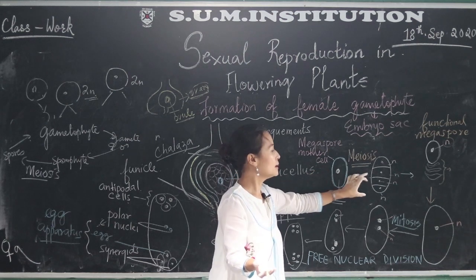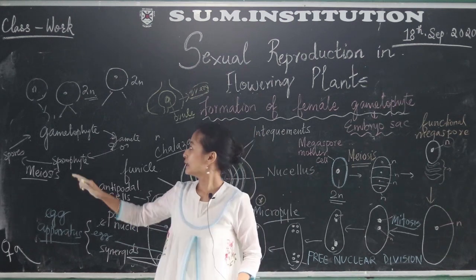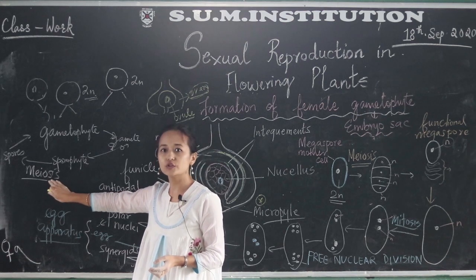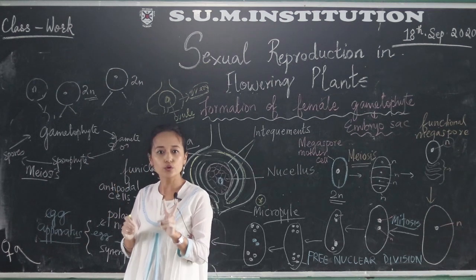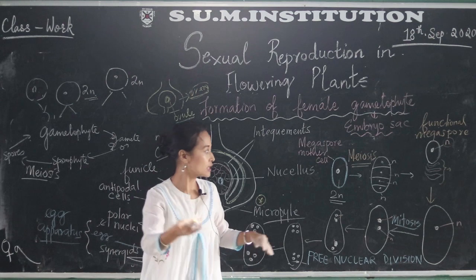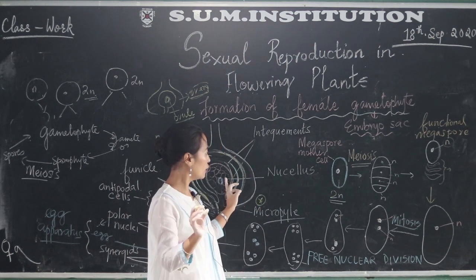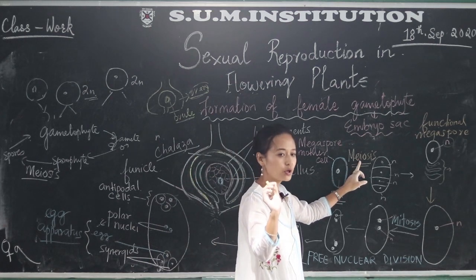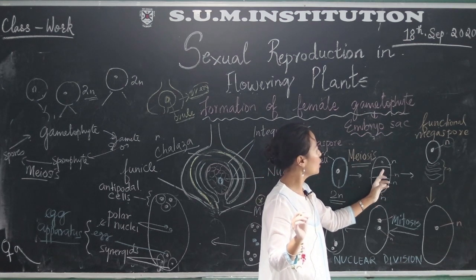Again, we already told you that in the sporophyte there is a meiotic division, and meiotic division gives spores. In this case we have two types of spores, megaspores and microspores. How are the megaspores produced? This megaspore mother cell, which is the tissue of the nucellus, will divide meiotically by meiosis and form 4 haploid cells.